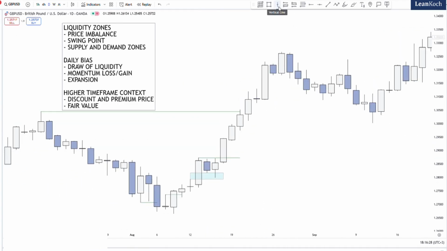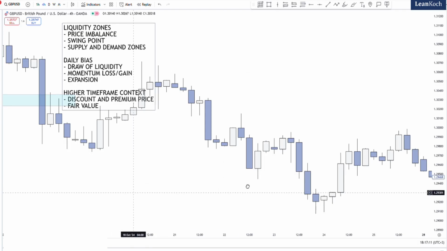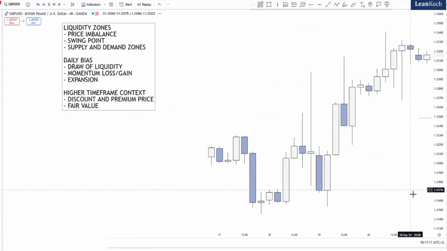I'll just mark this so that we can see how price has interacted with this liquidity. We want to see draw of liquidity, which has already happened on 20th. And then the next thing is we want to see, is there momentum loss or momentum gain? We have a bullish momentum, and on 4-hour time frame, are we going to see a momentum loss or momentum gain? And then is the expansion going to follow the gain or the loss direction? So I'll just move to 4-hour time frame.